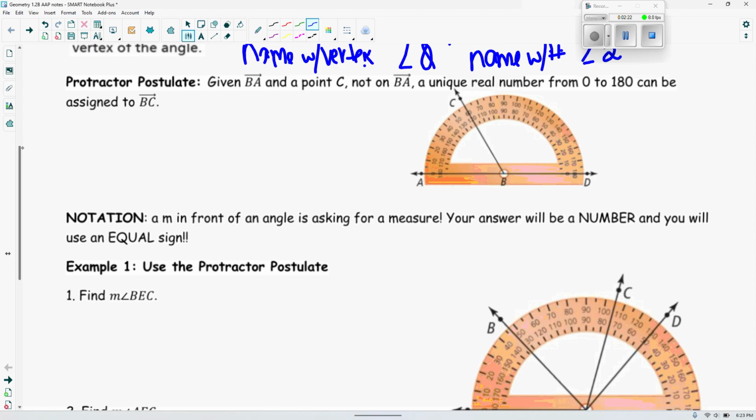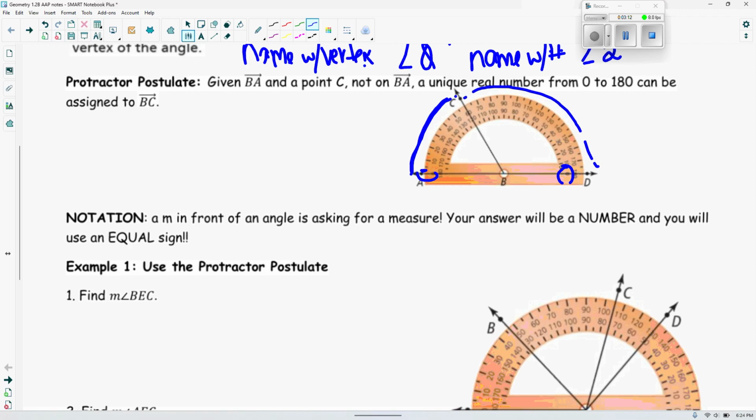The protractor postulate says given ray BA and a point C not on ray BA, a unique real number from 0 to 180 can be assigned to ray BC. Notice that I have ray BA and it's going through the 0 on the outside, and it comes all the way up here to ray BC. You always want to start on the 0. Depending on if you're starting on the left-hand side or the right-hand side, which angle you're looking at, determines where you would start. If I was reading this angle between the A and the C, I would read my outside numbers. If I was over here looking at angle DBC from the D to the C, I would start on the inside because that's where my 0 is.